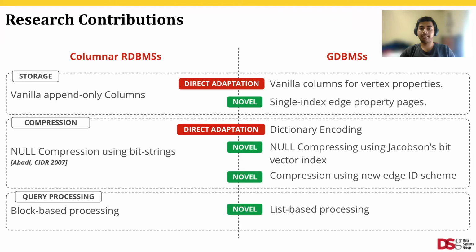We design new techniques like the single indexed edge property pages, a new edge ID scheme that can be highly compressed, and a null compression scheme that allows random reads from compressed data. We also propose a new processor called list-based processor. For the scope of this talk, I would only discuss list-based processor. Other techniques can be found in the paper.